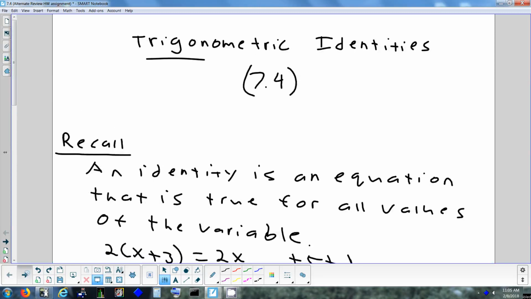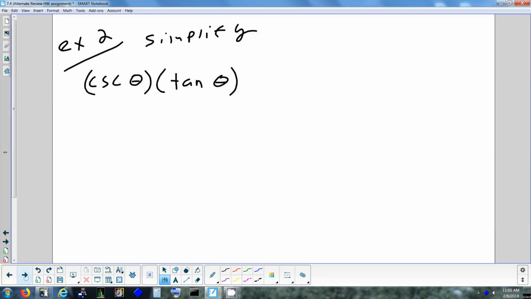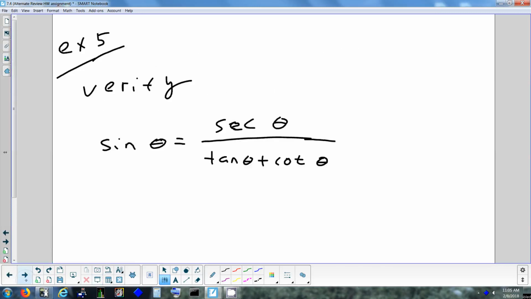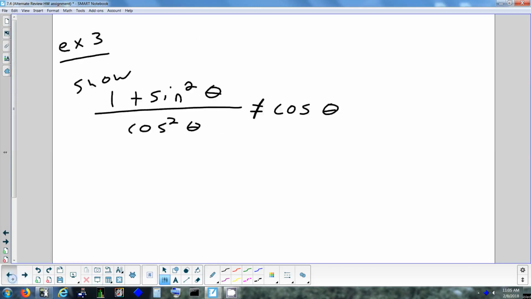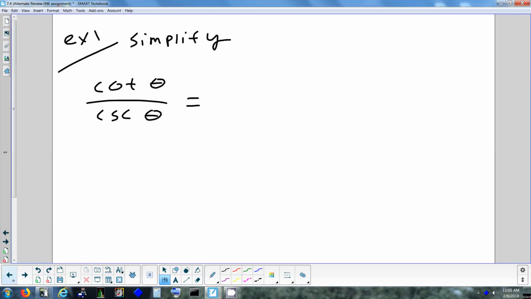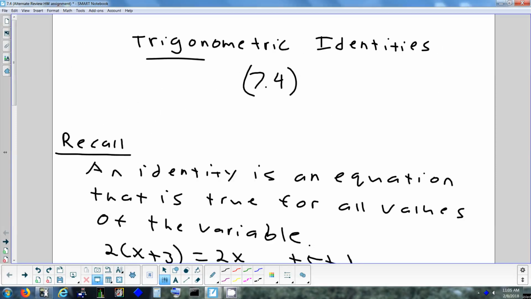Sometimes it's not always as obvious, like something like this. What's on the left and what's on the right are the exact same thing. We have to just show that they're the same thing. So it's not as obvious as 2x plus 6 equals 2x plus 6, but it's the same idea.